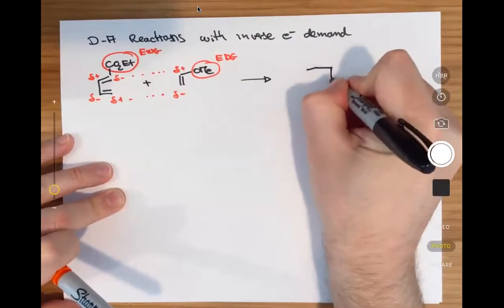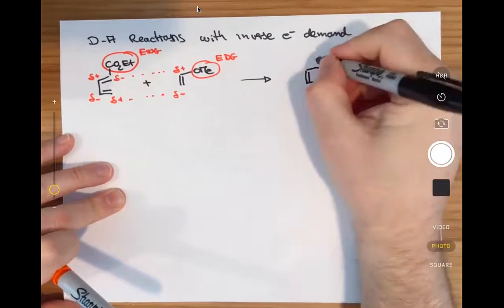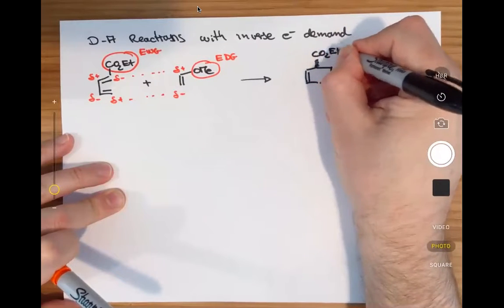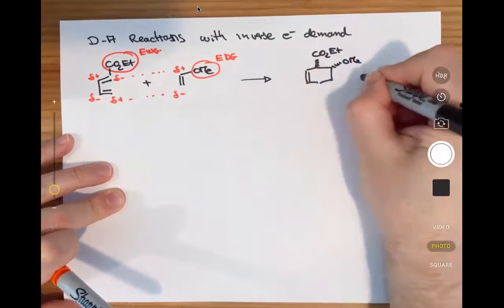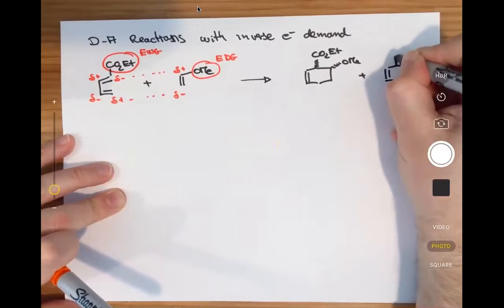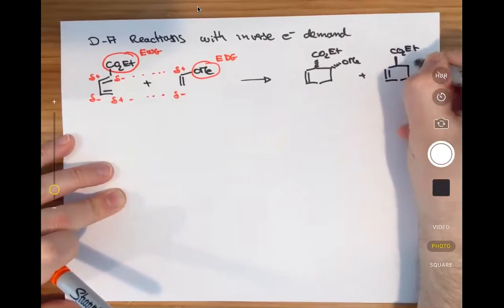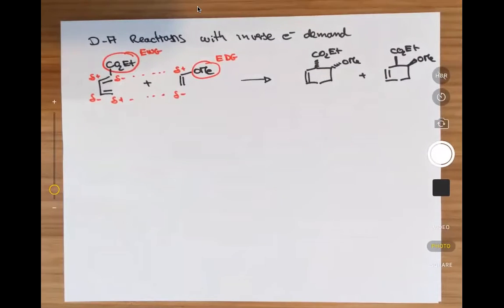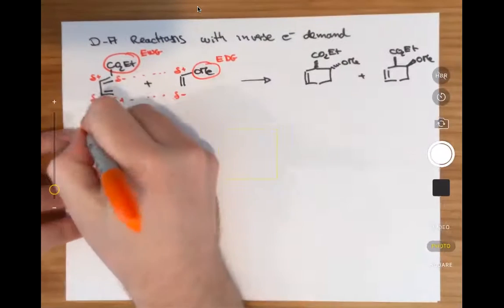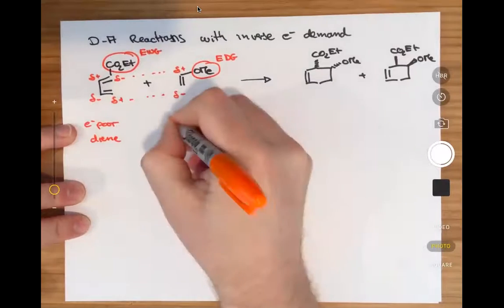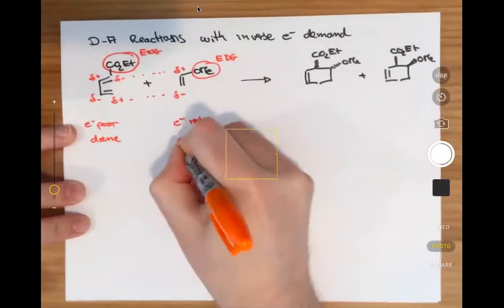So I'm just going to draw this out here. So let's say CO2Et and OMe. And of course, we expect the enantiomer of this too. All right. So in this case, basically, we just swapped the polarization of these partners. We had an electron poor diene and an electron rich dienophile.